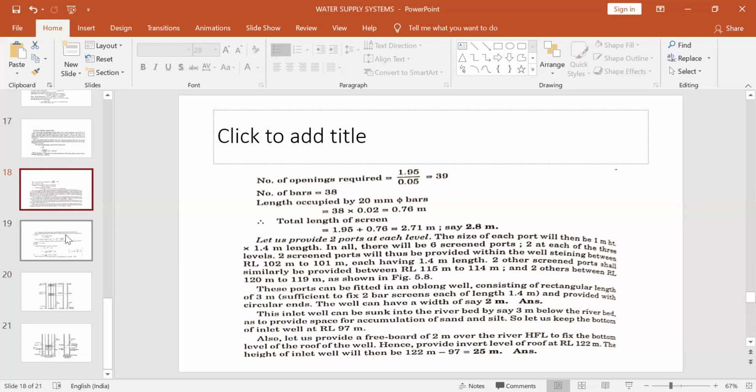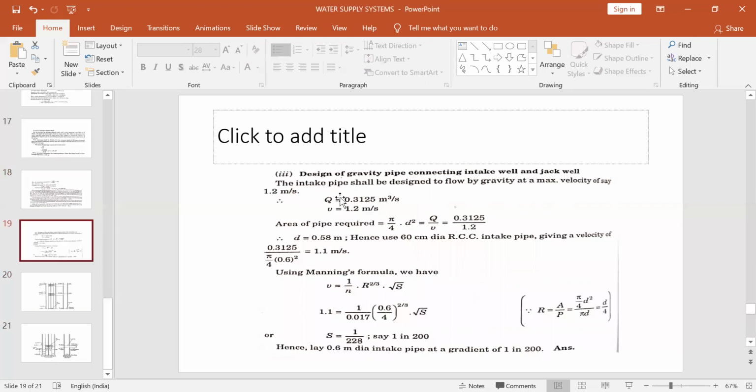Now, third part is the design of the gravity pipe that is connecting the intake well and the jack well. Jack well is the well where we are taking the water for pumping. So from the intake well to the pumping portion, that jack well pipe you are designing. Now this intake pipe shall be designed to flow by gravity, and here the maximum limiting velocity is 1.2 meter per second. Here velocity will be higher.